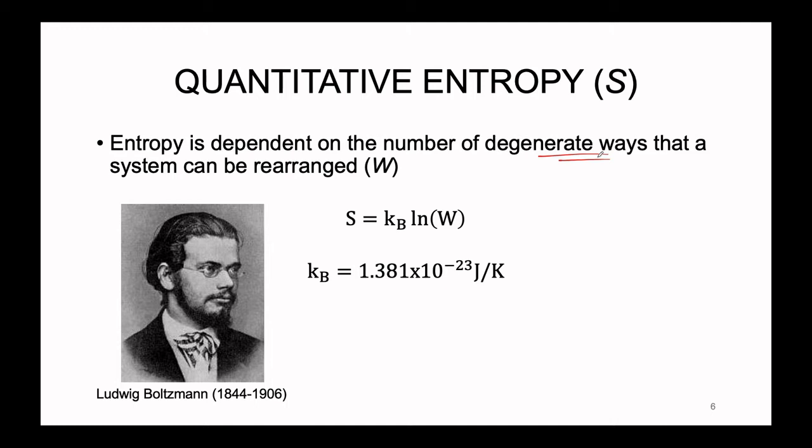Statistically, entropy, which is measured with a variable of S, is equal to this constant here, known as the Boltzmann constant, appropriately named after the man who was working on studying entropy, times the natural log of W, where W is the number of degenerate ways that your system can be rearranged. And that can be a little bit tricky to quantify, how many different ways a system can be arranged. So let's explain it in a really easy, straightforward way.